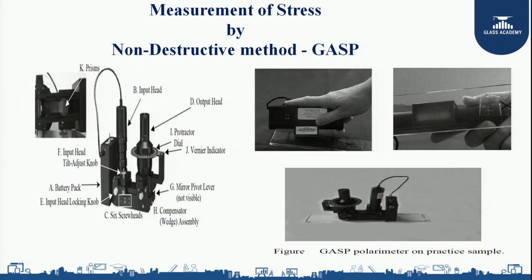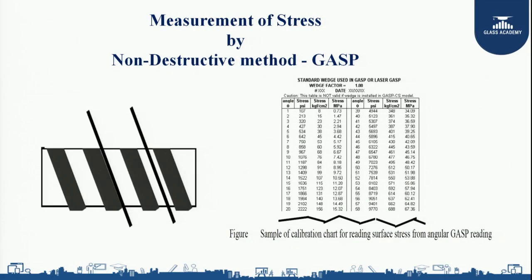If you see, on the GASP you have this protractor angle. I need to make sure that the stress lines or the fringes on the glass and the GASP polarimeter angle are parallel with each other, as shown in the figure. When I get a perfect parallel of the GASP angle and the stress angle, that is my stress value. If you see the corresponding table, where my angle is matching with the stress line, for example, if my angle is at 45 degrees, the corresponding equivalent stress value is 6105, and the unit is pounds per square inch. Similarly, it is equivalent to 42.09 when it comes to megapascal.